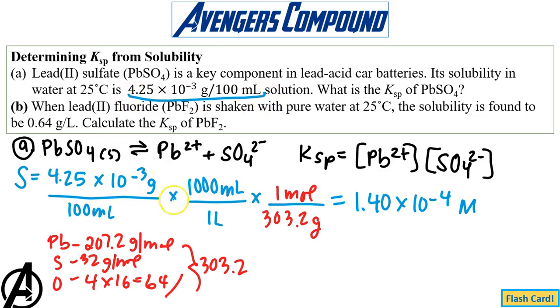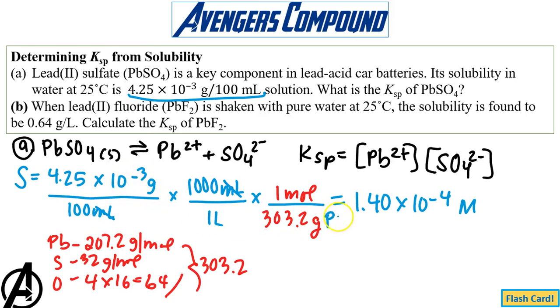Now, all I have to do is convert this to moles per liter. So I just tackled milliliters first. So I had 100 milliliters. To get rid of milliliters, I took 1,000 milliliters divided by 1 liter. And so that got rid of milliliters, and now my unit is liters, which is what I'm looking for. And then I have to get rid of grams. So 4.25 times 10 to the negative 3 grams.